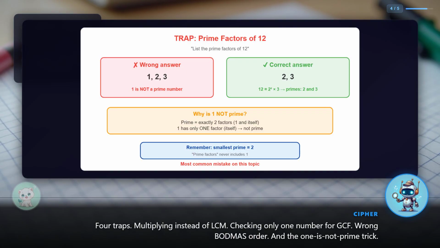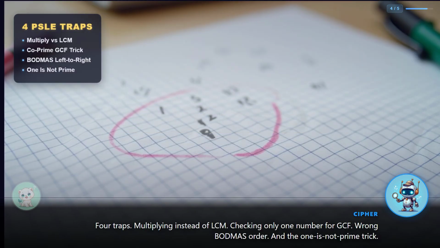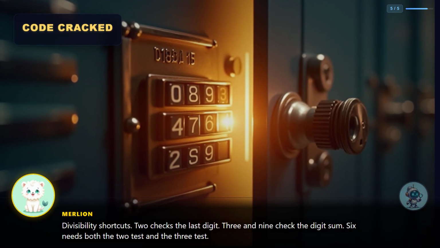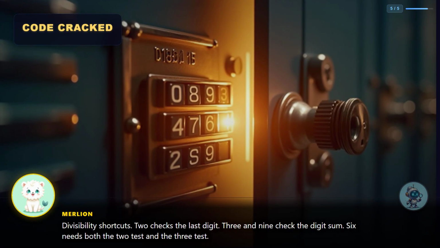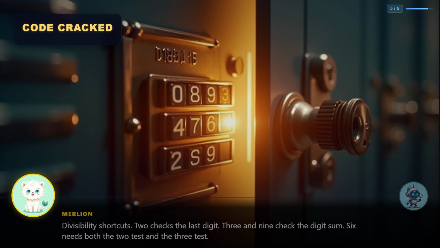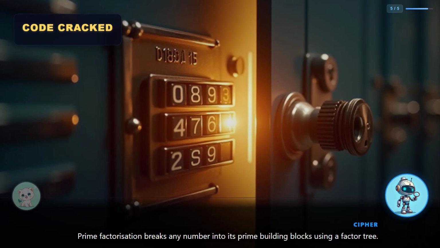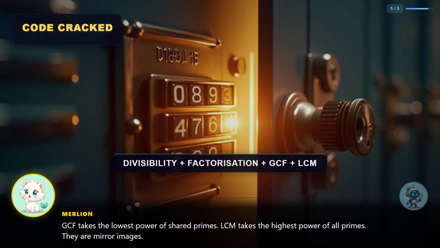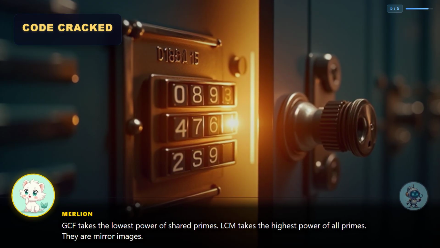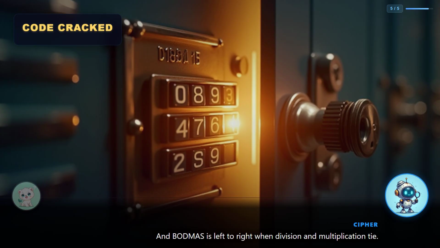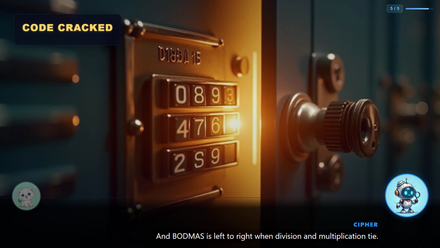4 traps. Multiplying instead of LCM. Checking only one number for GCF. Wrong BODMAS order. And the 1 is not prime trick. Divisibility shortcuts. 2 checks the last digit. 3 and 9 check the digit sum. 6 needs both the 2 test and the 3 test. Prime factorization breaks any number into its prime building blocks using a factor tree. GCF takes the lowest power of shared primes. LCM takes the highest power of all primes. They are mirror images. And BODMAS is left to right when division and multiplication tie.